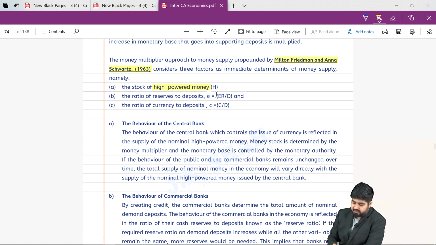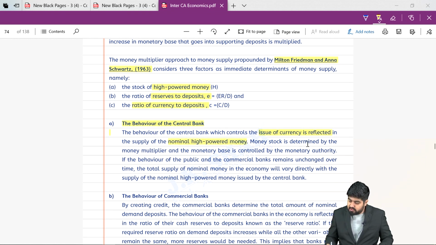First one is high powered money, which is nothing but behavior of central bank. Next one is reserve to deposit, that is behavior of commercial bank. Come on, you know this. And third one will be ratio of currency to deposit, that is behavior of public. So first one is behavior of central bank. So behavior of central bank controls the issue of currency, right?